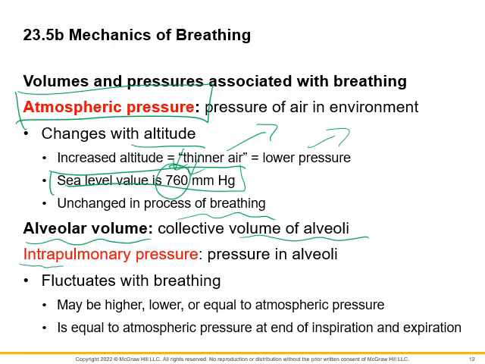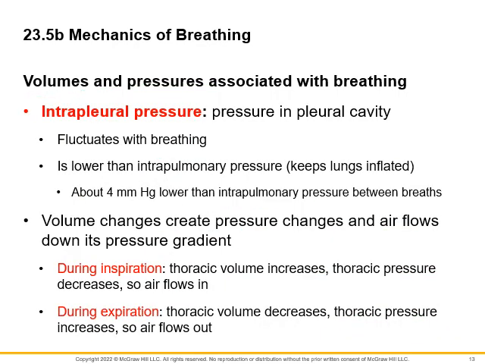We've seen this term last PowerPoint, intrapulmonary pressure, pressure in the alveoli. This fluctuates with breathing. It may be higher or lower or equal to atmospheric pressure. It's equal to atmospheric pressure at the end of both inspiration and expiration. We also have the intrapleural pressure. So this is the pressure in the pleural cavity. It does fluctuate with breathing. It is lower than the intrapulmonary pressure.